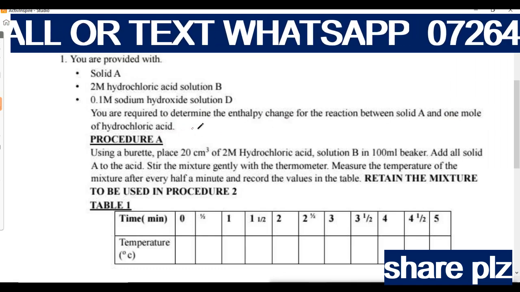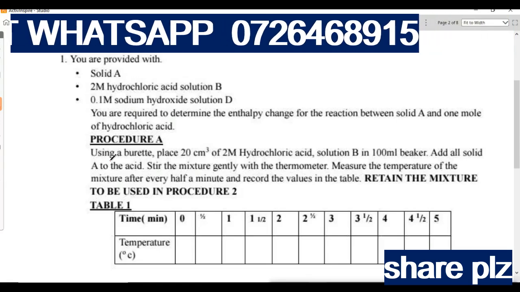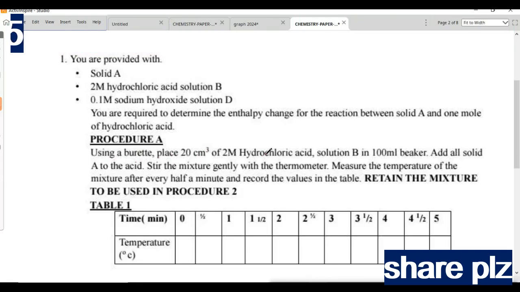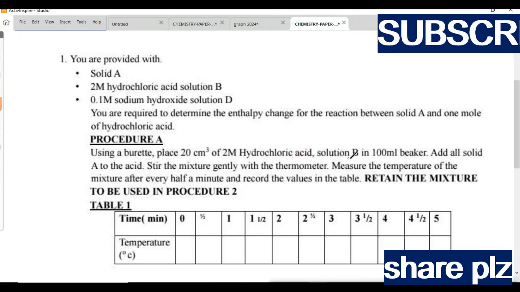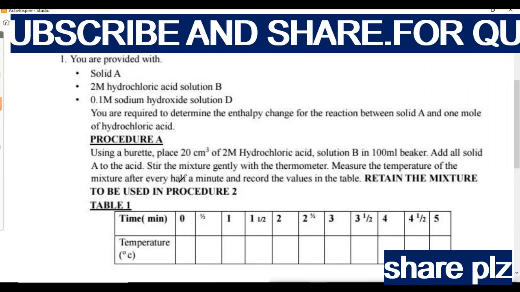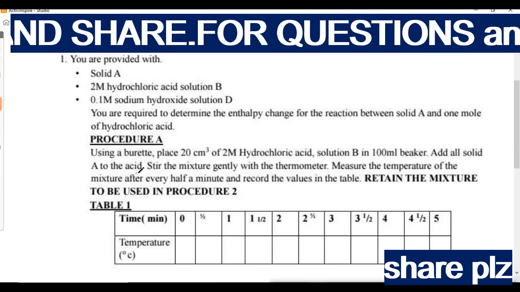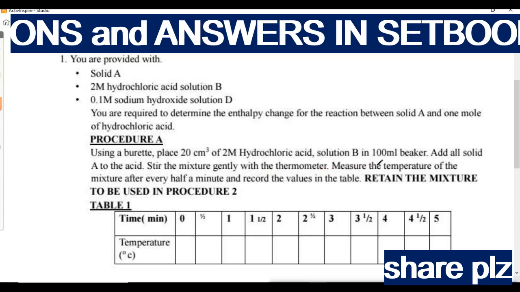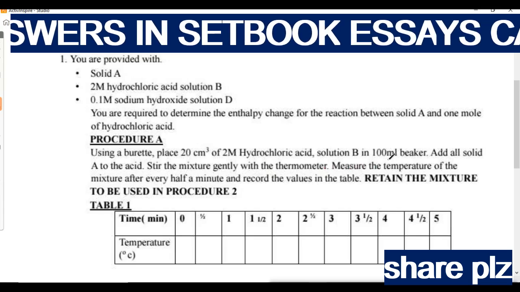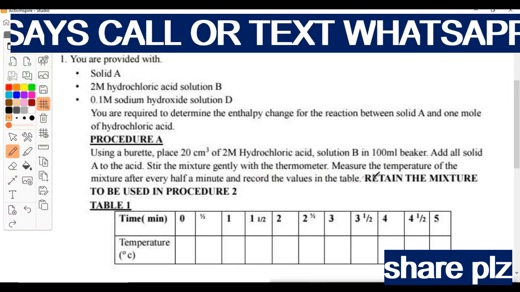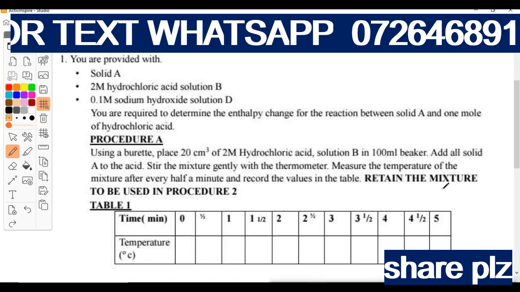Procedure A. Using a burette, place 20 cm³ of 2 molar hydrochloric acid solution B in a beaker. Add all solid A to the acid. Stir the mixture gently with a thermometer. Measure the temperature of the mixture after every half a minute and record the values in the table. Retain the mixture to be used in procedure 2.